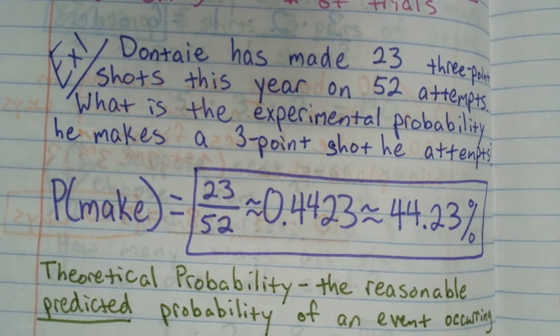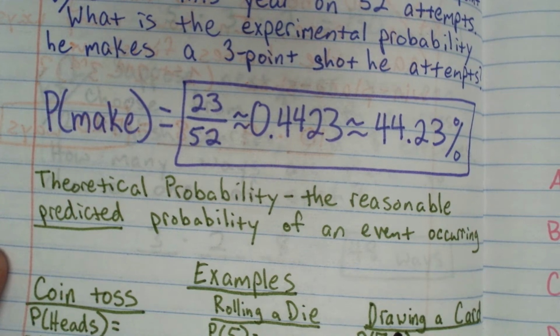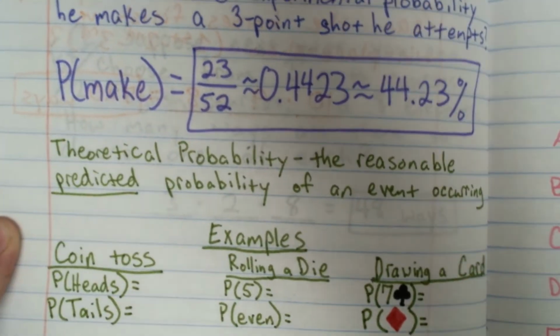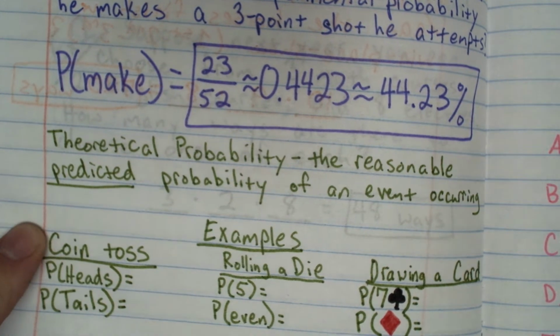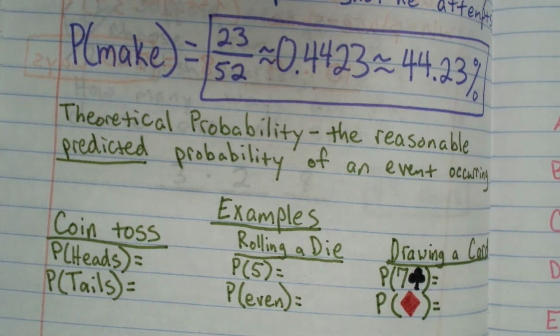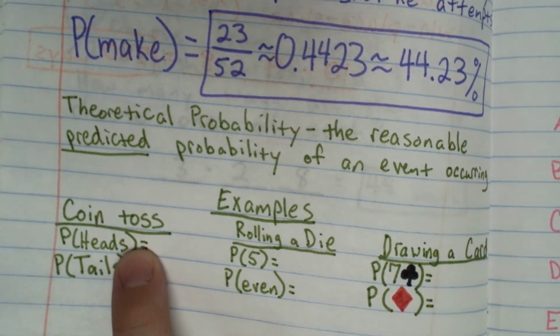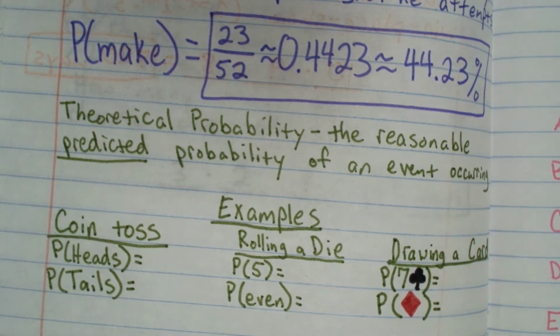The other type of probability we're going to talk about today is theoretical probability. That is the reasonable predicted probability of an event occurring. So that is not what you've observed, but what you really know should be the case. So if I flip a coin 10 times, it's not always going to come up the same number of heads and the same number of tails. But that is what I would predict mathematically. They should be two evenly likely occurrences.